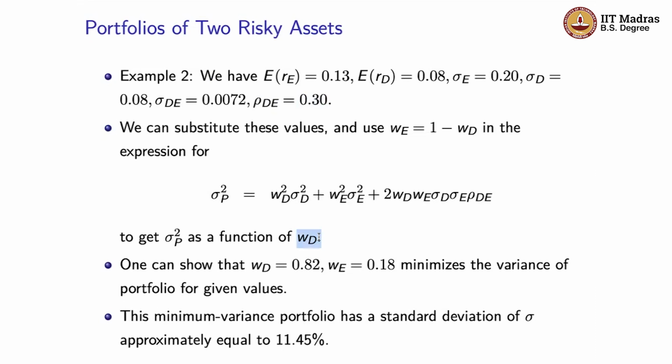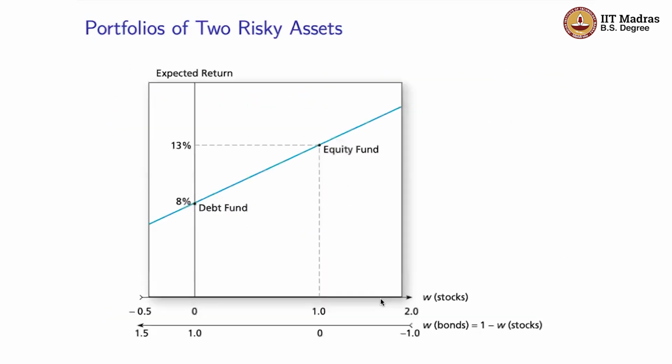If you do that and solve the equation, you will see that WD is 0.82 and WE is 0.18. These values of the weights of the different assets in the portfolio minimize the variance of the portfolio. And if you plug 0.82 and 0.18 into this expression, as well as use these parameter values, you can show that sigma P is equal to 11.45%.